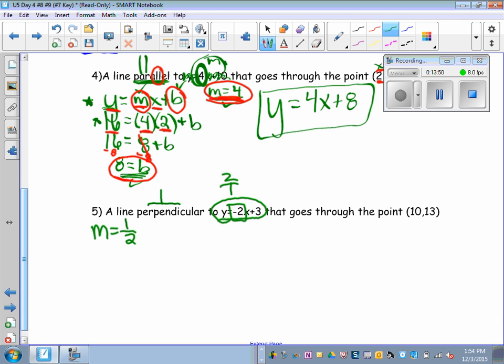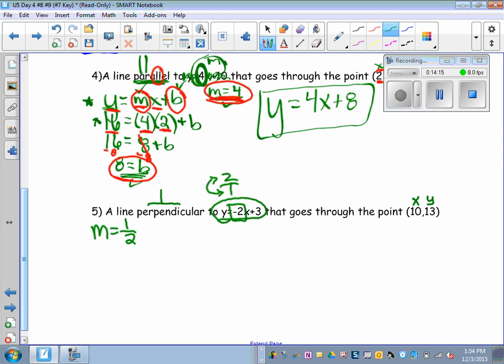So again, we make it positive, that's the opposite, and then we flip it upside down. So we switch the sign and flip it. So 2 is the same thing as 2 over 1. So when we flip this, then I get 1 over 2. Alright, so I now have my slope, and they gave me a point, x and y.